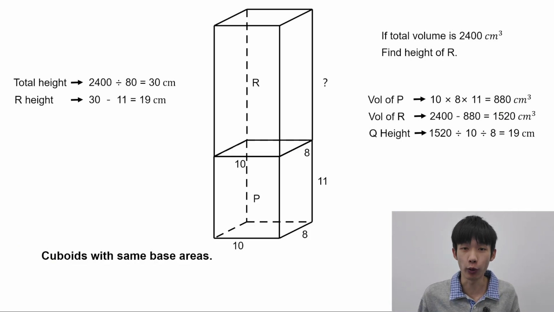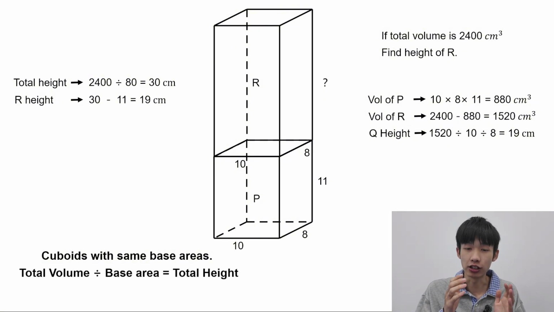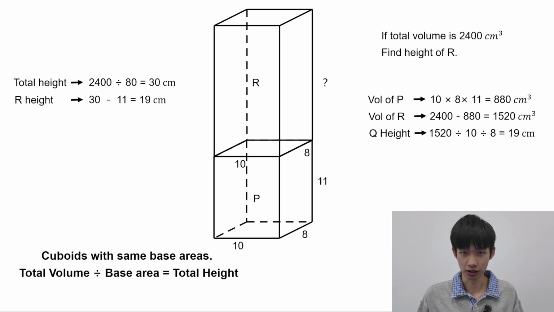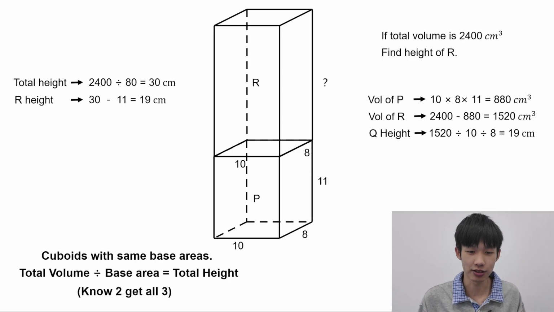And for this one whole cuboid, we need to use the calculation, which is to find the total volume and divide it by base area. But the height we get should also be the total height. So total volume divided by base area, we get total height. And then let's get back to look at this question.